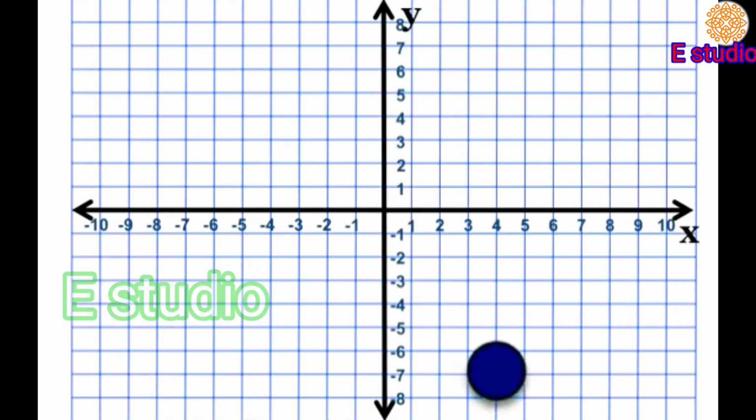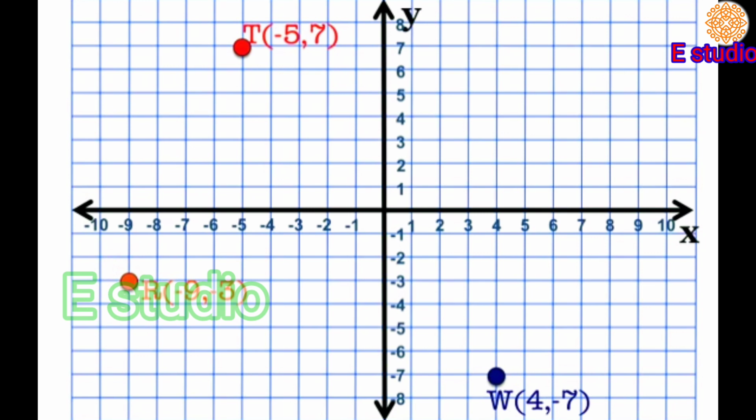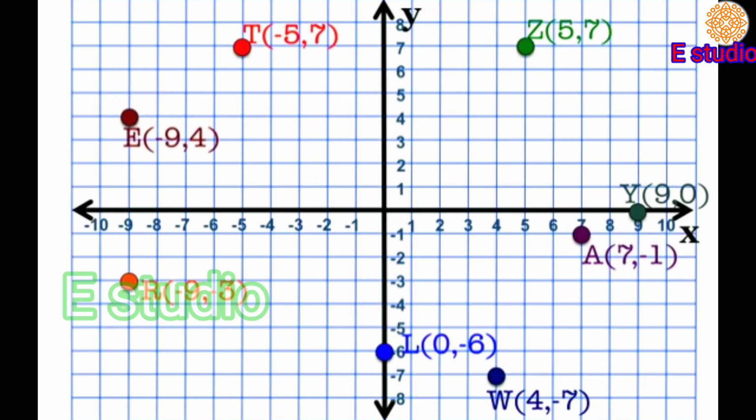So let's plot those points. W should be here at 4, -7. T should be here at -5, 7. R should be here at -9, -3. Z should be here at 5, 7. A should be here at 7, -1. L should be here at 0, -6. Y should be here at 9, 0. E should be here at -9, 4.